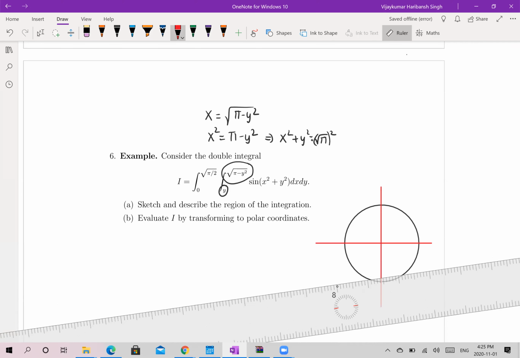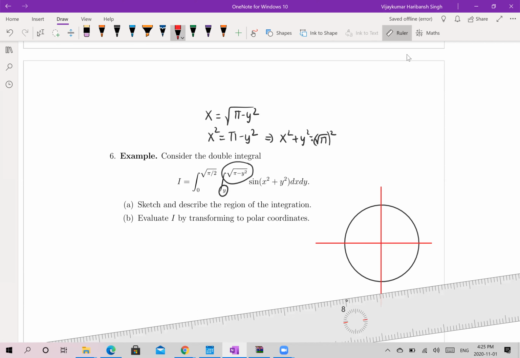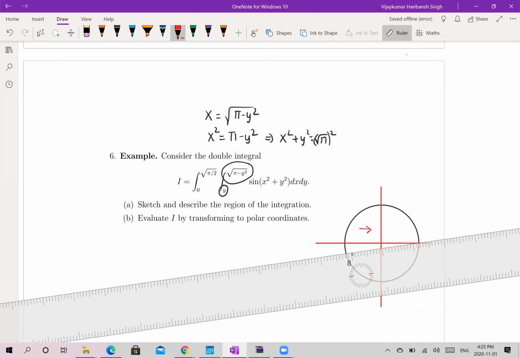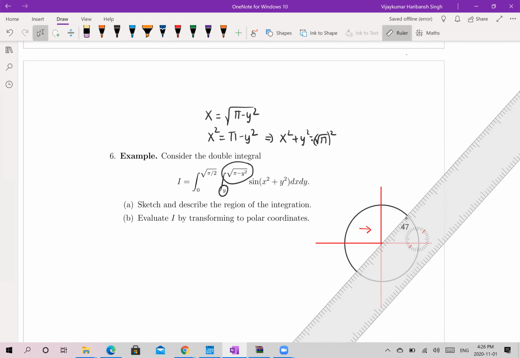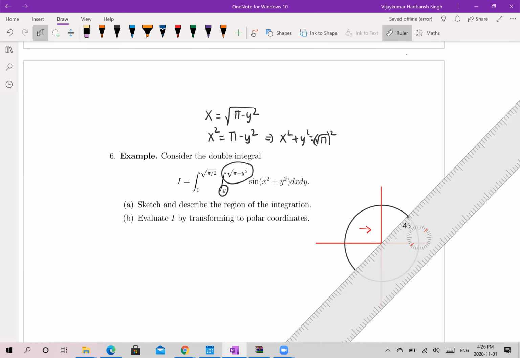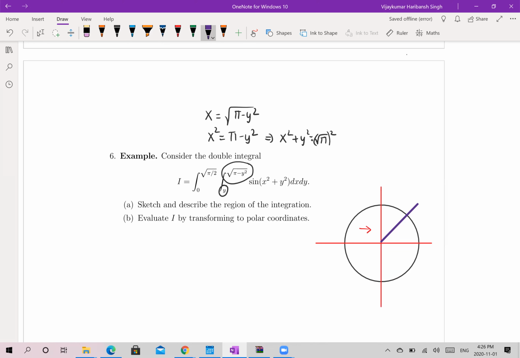So first, I'm having x first. So x first moves in this direction. It hits y equals x, or x equals y. The line x equals y, you can draw a rough sketch. I'm just trying to draw as accurately as possible. So I get this line I'm interested in. So this is y equals x. And then it hits this part of the circle.